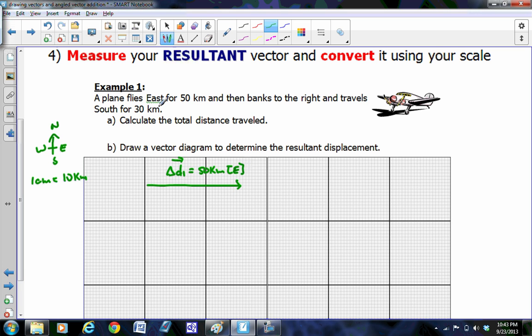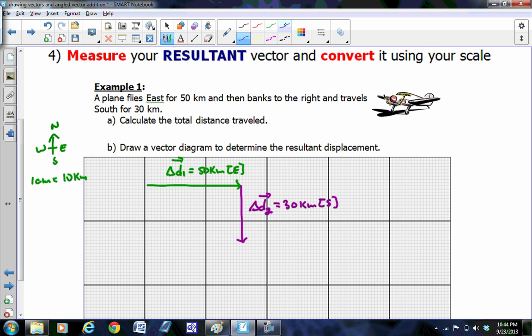Then I went south for 30 kilometers. So I'm going to draw my next vector, and it's a different color here. 30 kilometers or 3 centimeters to the south. So I'm going to label this as well. This is my second part of the trip, my second displacement, D2. So this one was 30 kilometers to the south.